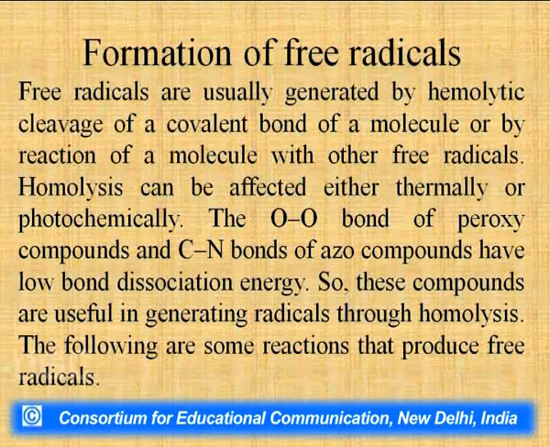Formation of free radicals. Free radicals are usually generated by homolytic cleavage of a covalent bond of a molecule, or by reaction of a molecule with other free radicals. Homolysis can be effected either thermally or photochemically. The oxygen-oxygen bond of peroxide compounds and carbon-nitrogen bonds of azo compounds have low bond dissociation energy. So, these compounds are useful in generating radicals through homolysis.